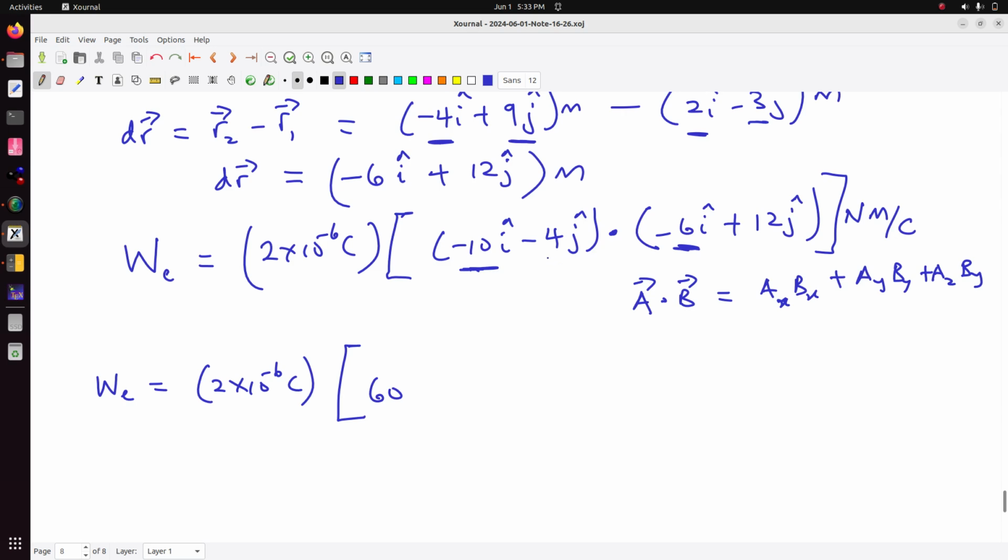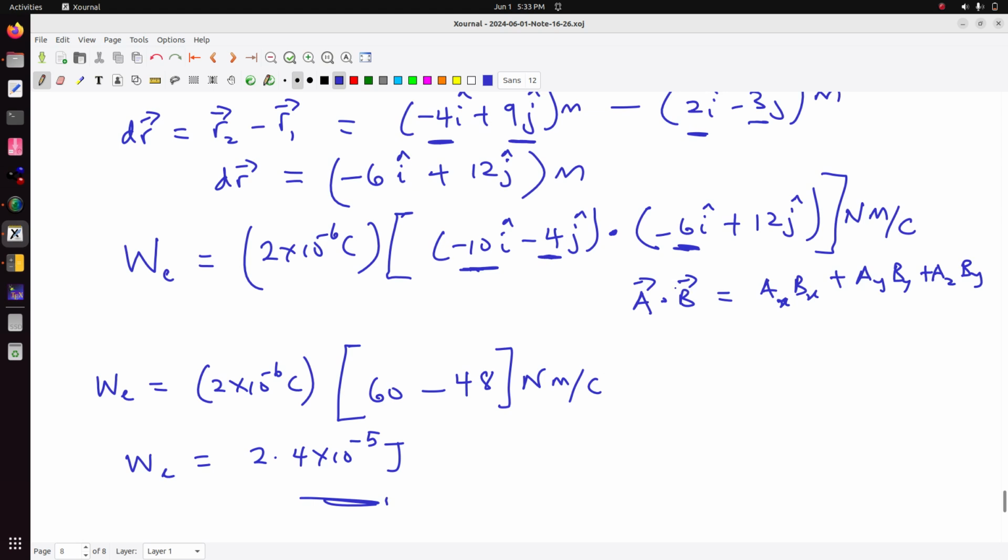Then AY is minus 4 times 12, that will be minus 48, and the unit is newton meter per coulomb. So what is 60 minus 48? That is 12. Then 2 times 10 to the power minus 6 multiplied by 12, so you get 2.4 times 10 to the power minus 5 joules. So that is the work done.